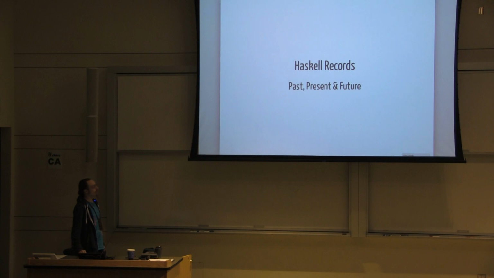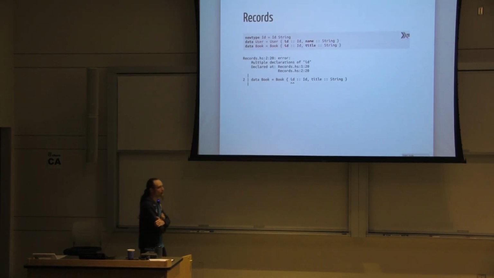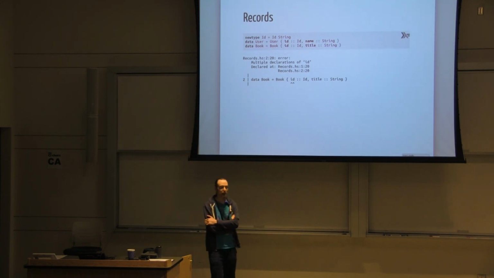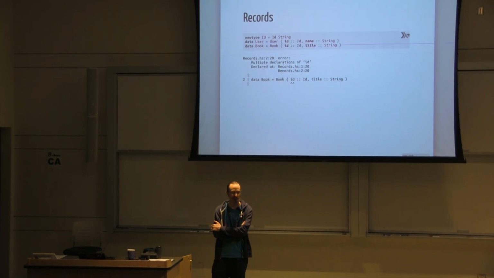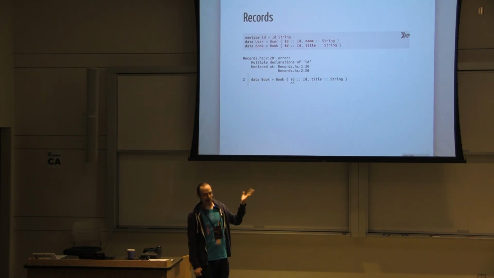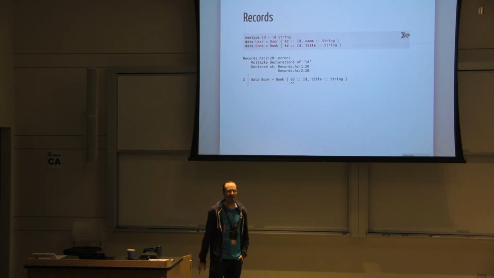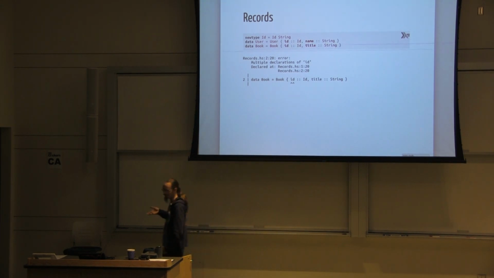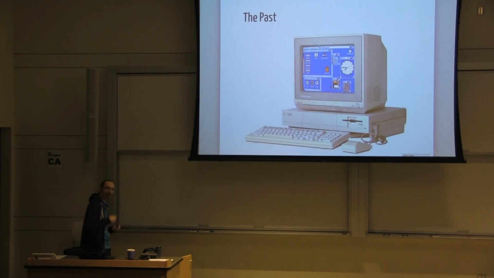So Haskell records are a common thing which people tend to complain about. How many people actually started writing Haskell and ran into this in the first few days? So yeah, everybody has a rough idea what I'm talking about. So this is the main topic. But let's start out with the past.